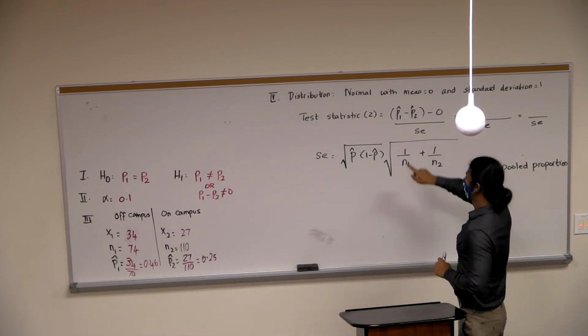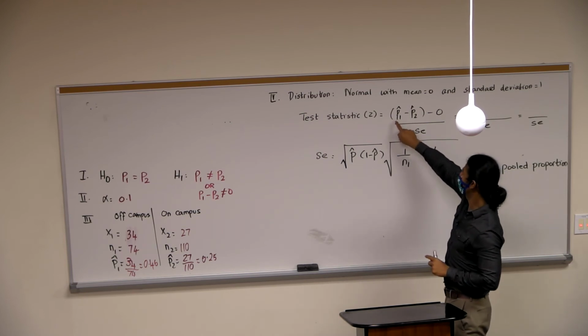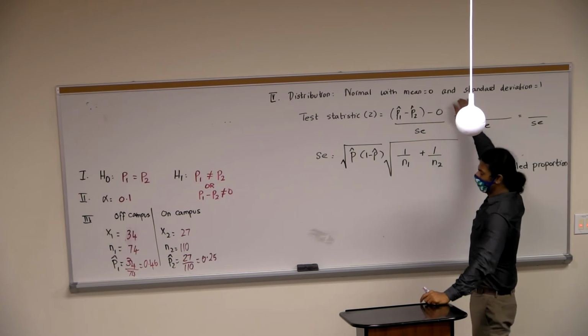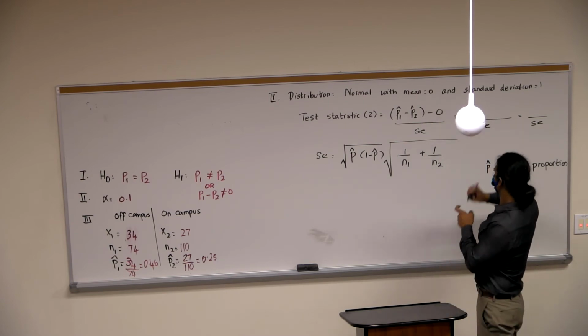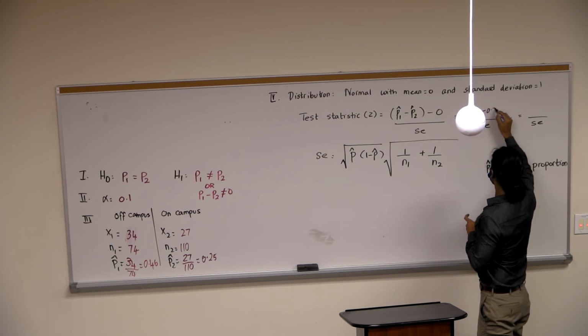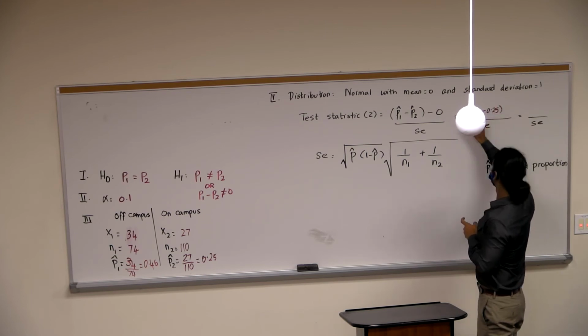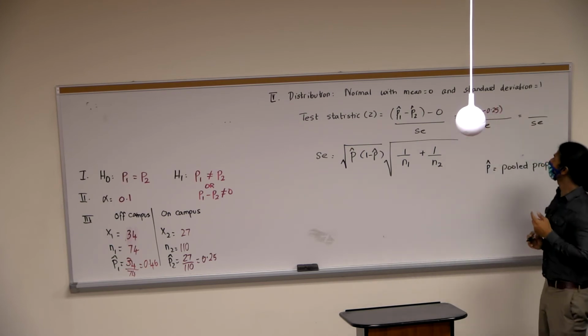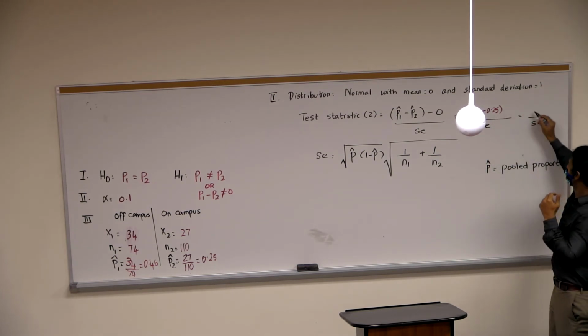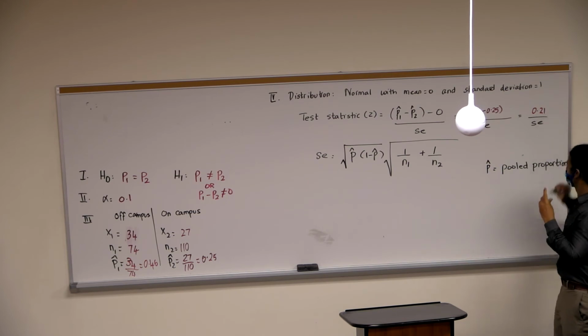So what is p1 hat minus p2 hat? It is 0.46 minus 0.25, minus 0, it is the same, and this would be 0.21.